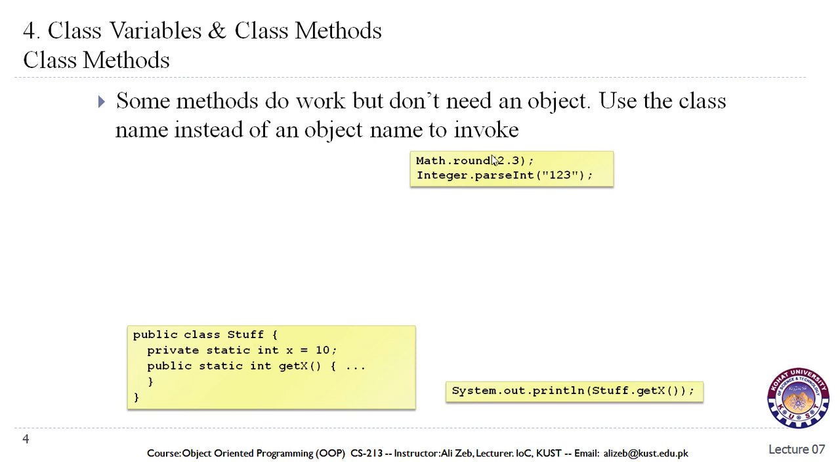Similarly, parseInt is a static method in the Integer class. This is a method that converts a string into an integer if it is compatible. We can call this method anywhere we need it with the name of the class, without declaring an object of the Integer class. These methods are called class methods, and these are declared as static, as we can see over here. So a static method is called a class method, and it can be called with the name of the class without declaring an object for that class.